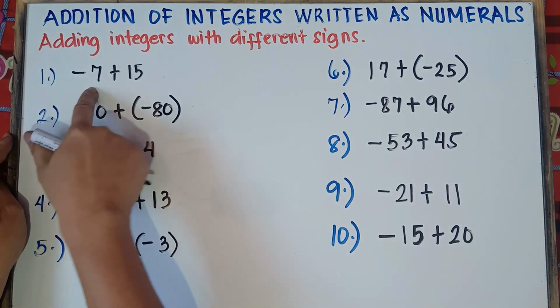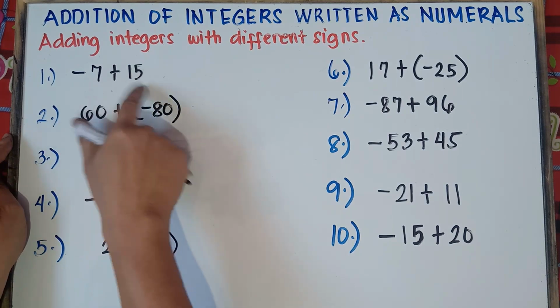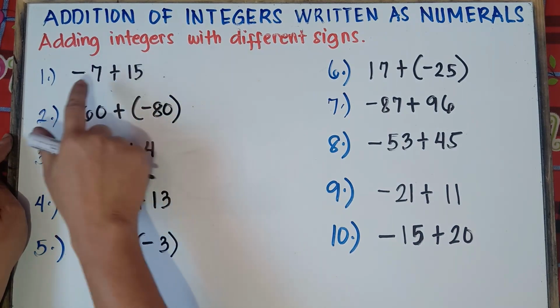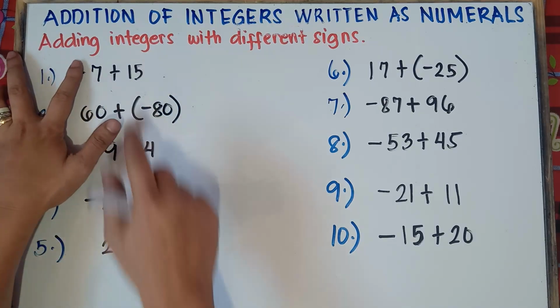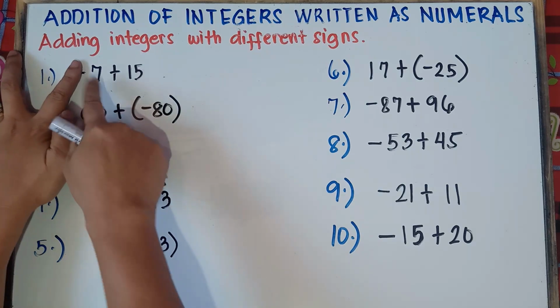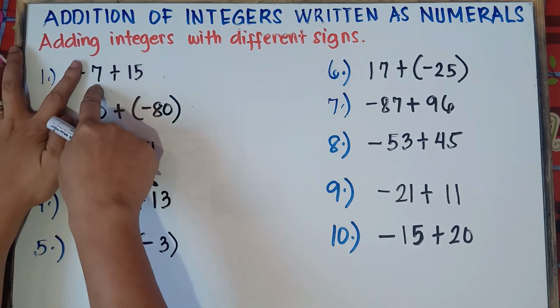We have negative 7 plus 15. Once again, unlike signs, negative 7, positive 15. If the signs are not the same, you subtract. Ignore first the sign. So 15 minus 7, once again, it must be the bigger number minus the smaller number.